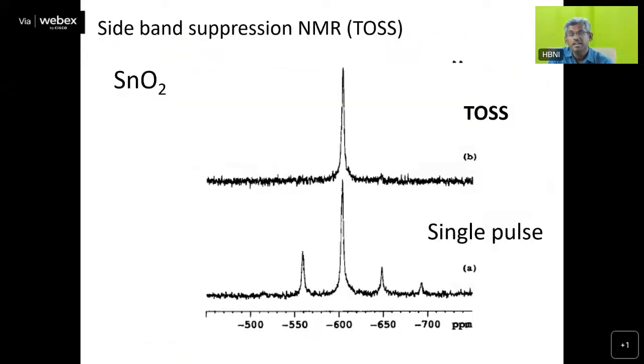A typical NMR spectrum from tin oxide, which we have recorded, shows a single pulse experiment. You see here the peak corresponding to tin oxide at -604 with sidebands. And by using TOSS, we can get completely suppressed sidebands, but you may notice that there is a small peak which is coming here, which is very difficult to see. Of course, this peak is somewhat intense, but this peak is almost negligible.